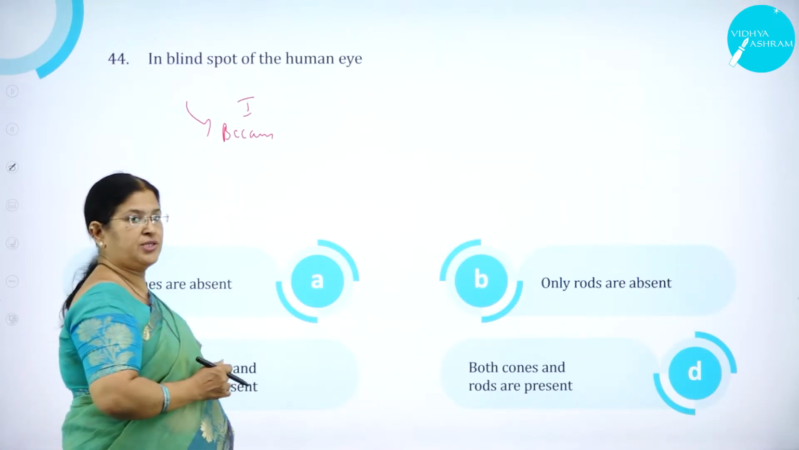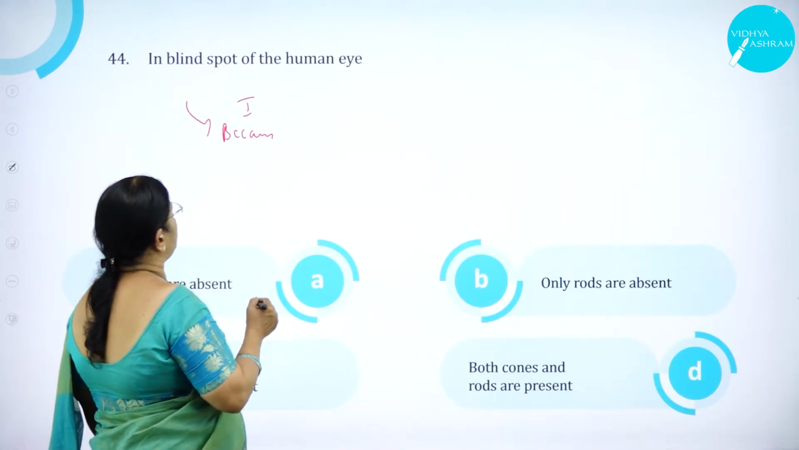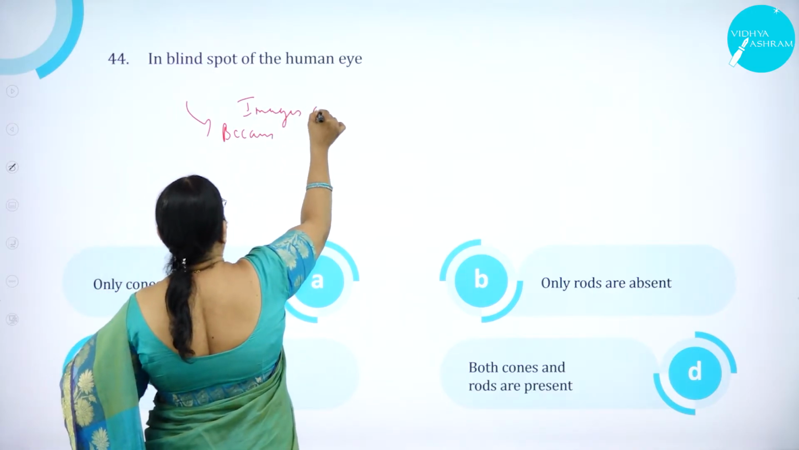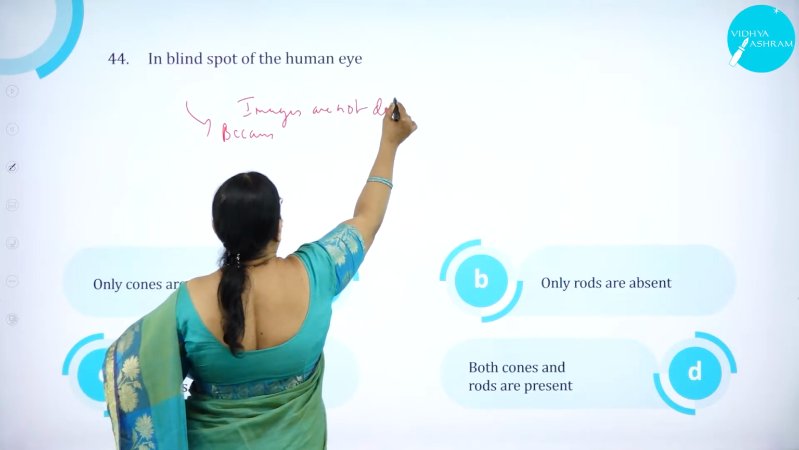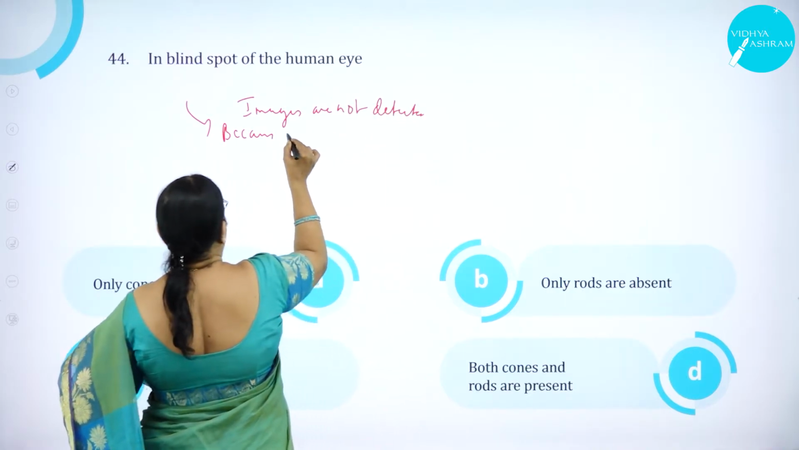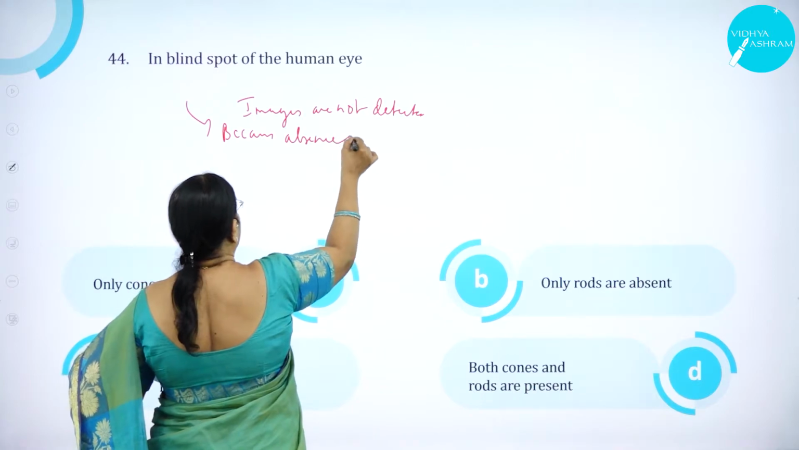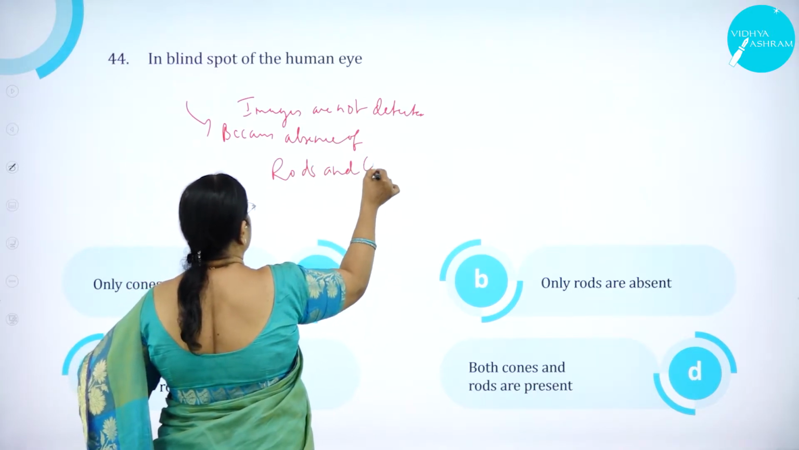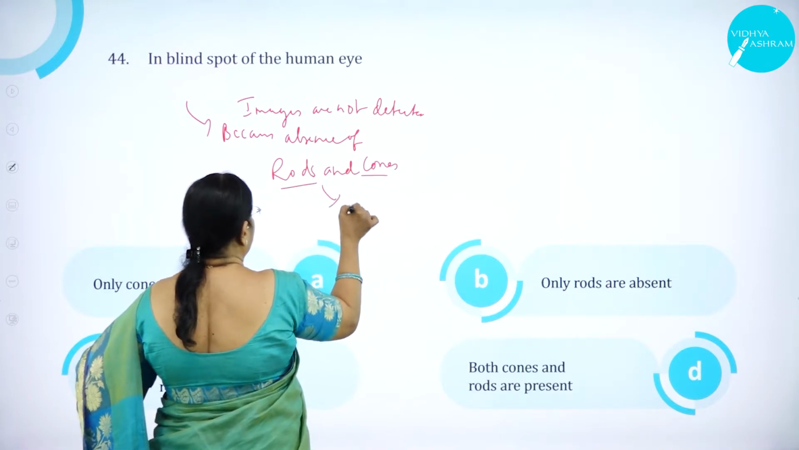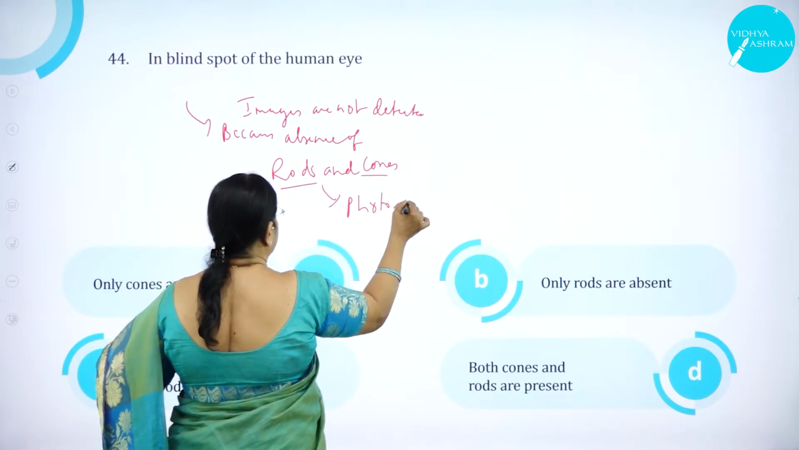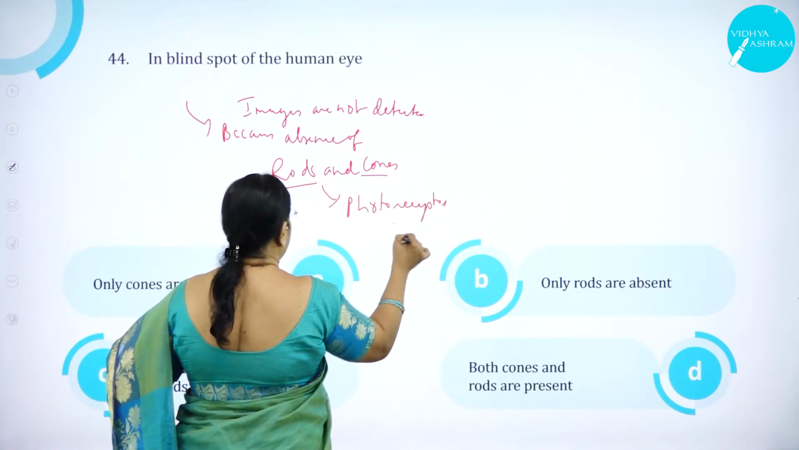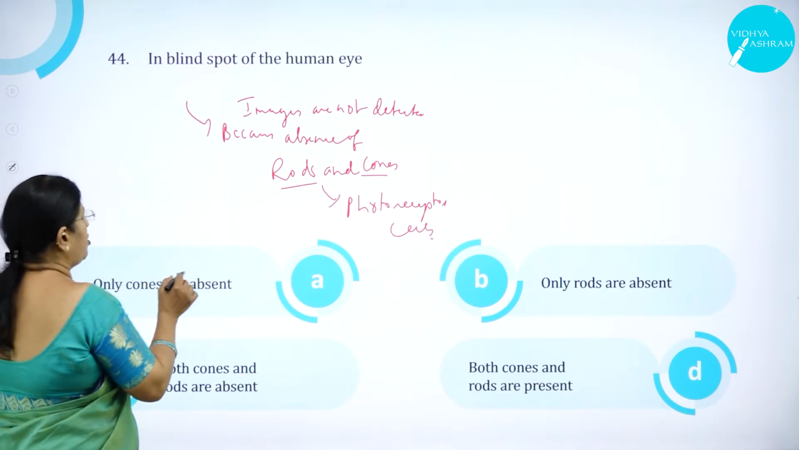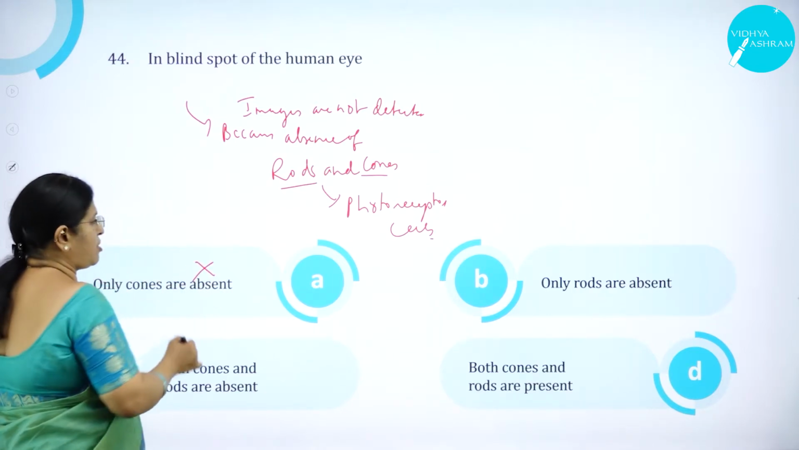So 44th question, that is in blind spot of the human eye. Blind spot where images are not detected due to the absence of rods and cones. Rods and cones are nothing but photoreceptor cells. So in blind spot of the human eye, option A, only cones are absent is wrong.